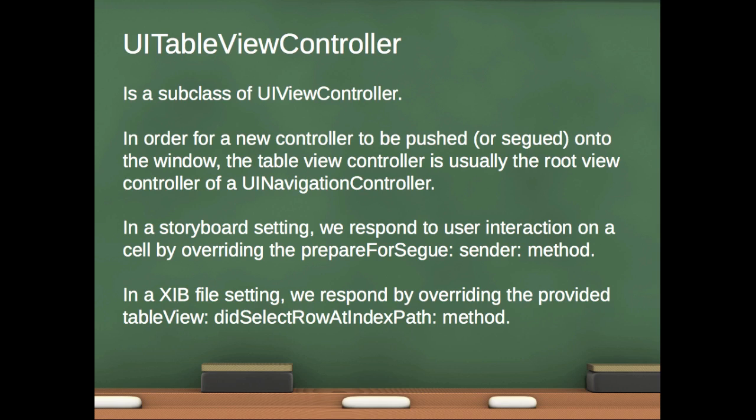Now, if we are running a table view in a storyboard setting, we respond to user action in a particular cell by overriding, again, the prepareForSegue:sender: method, just as we do in the navigation controller, or just as we do in any other UIViewController when we're pushing a new view controller either modally or onto a navigation controller stack. If we're in a xib file, we respond by overriding a provided delegate method of the table view, and that is called the tableView:didSelectRowAtIndexPath: method.